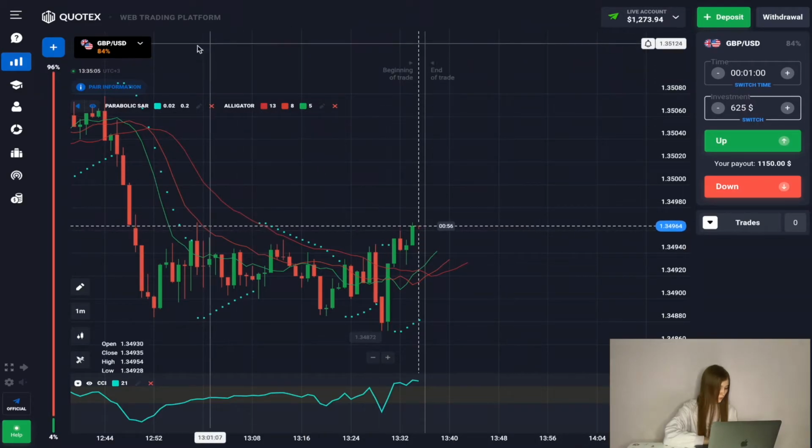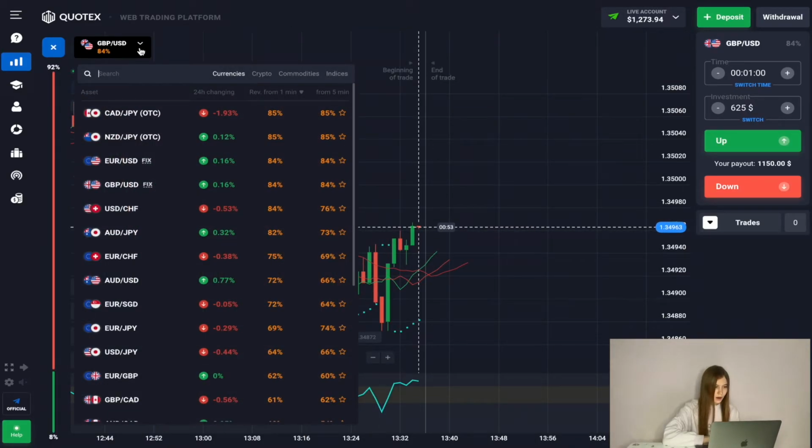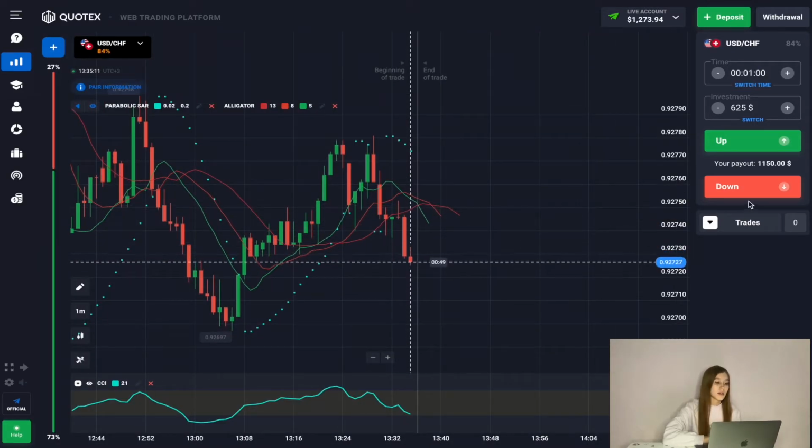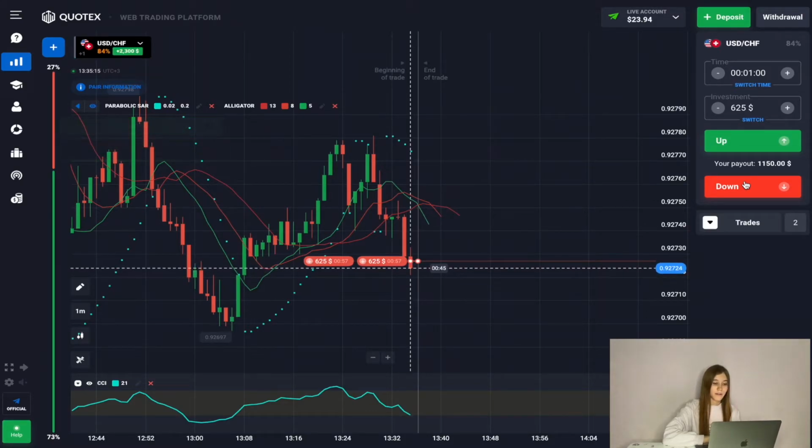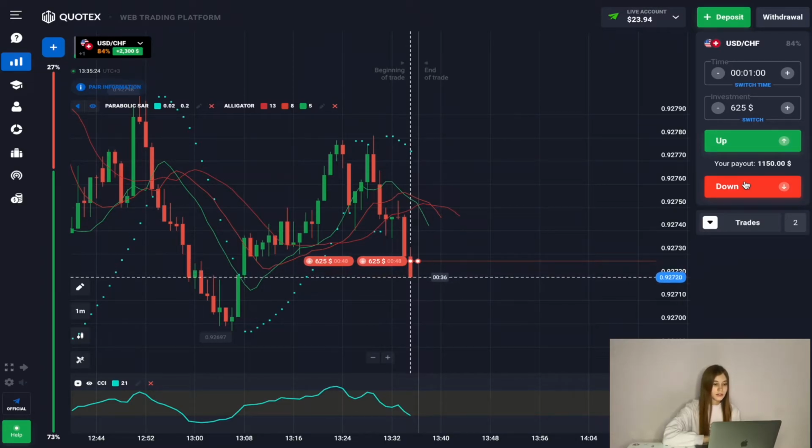Here we can open our double deal to reduce the price, as we see that we have opened a downtrend, as we see in the moving average alligator. So now we can successfully open our deal.